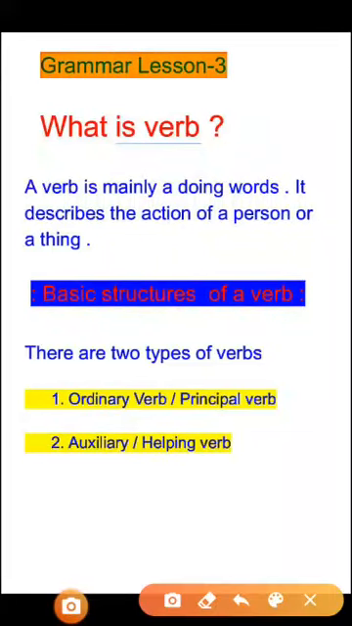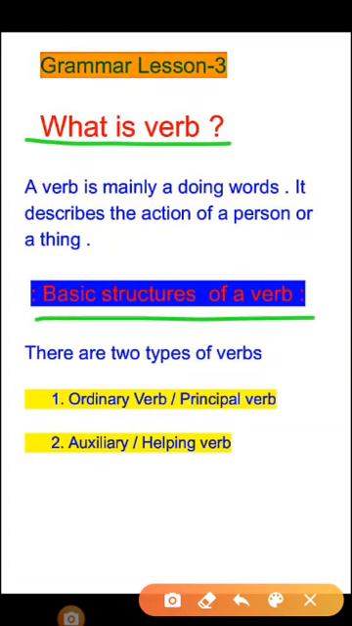Good morning, students. In today's topic, I am going to teach you about verbs and the basic structures of a verb. This is from your grammar book, lesson 3, page number 15. You can see there.